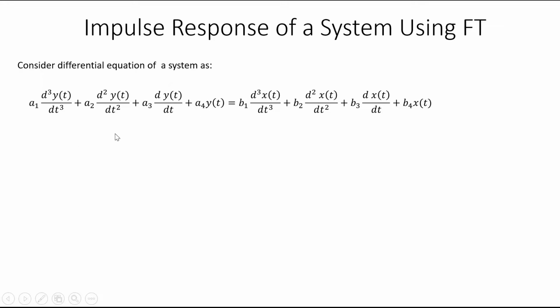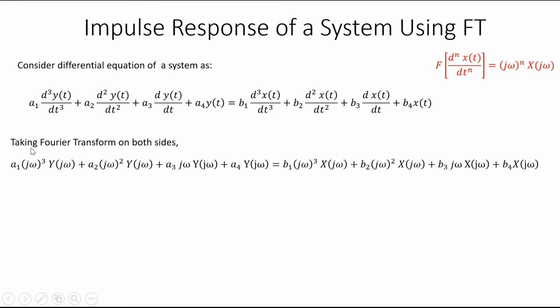So we can take the Fourier transform on both sides. For this we are using the differentiation property. We have the differentiation property discussed in the previous lecture as Fourier transform of d raised to n by dt raised to n x of t is equal to (j omega) raised to n x of j omega. So here we will get like this.